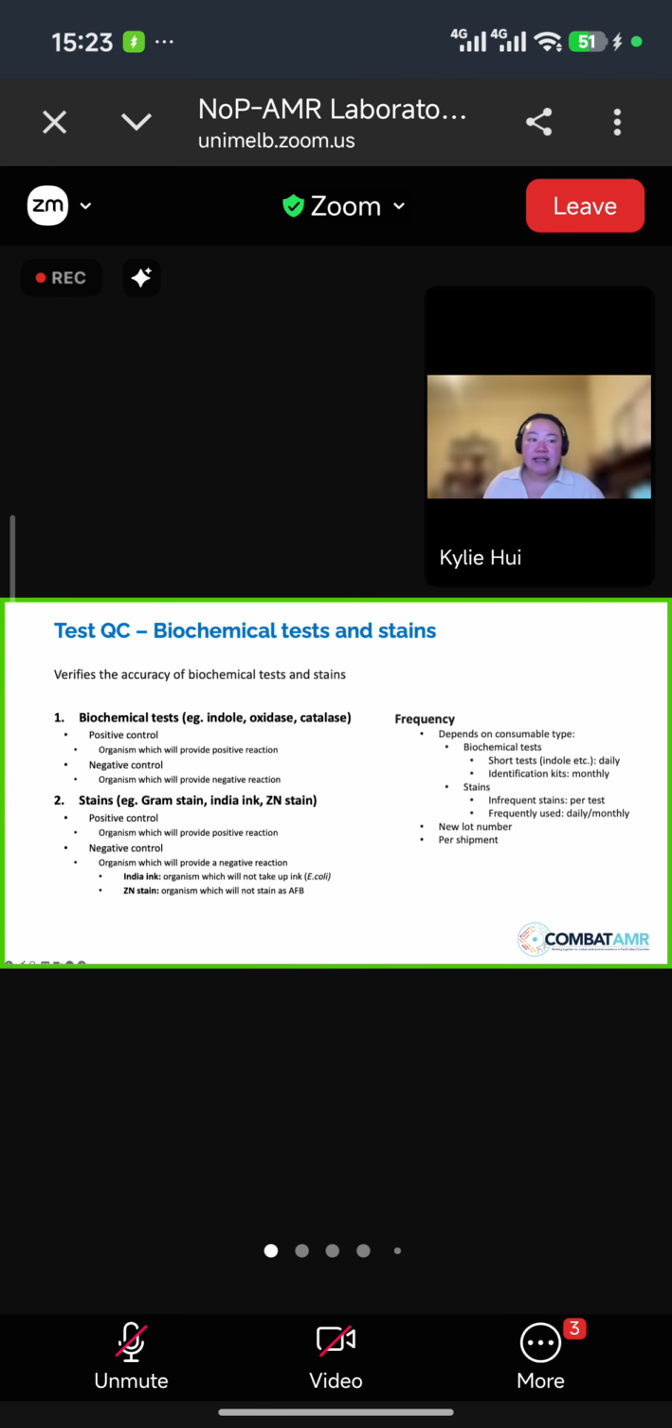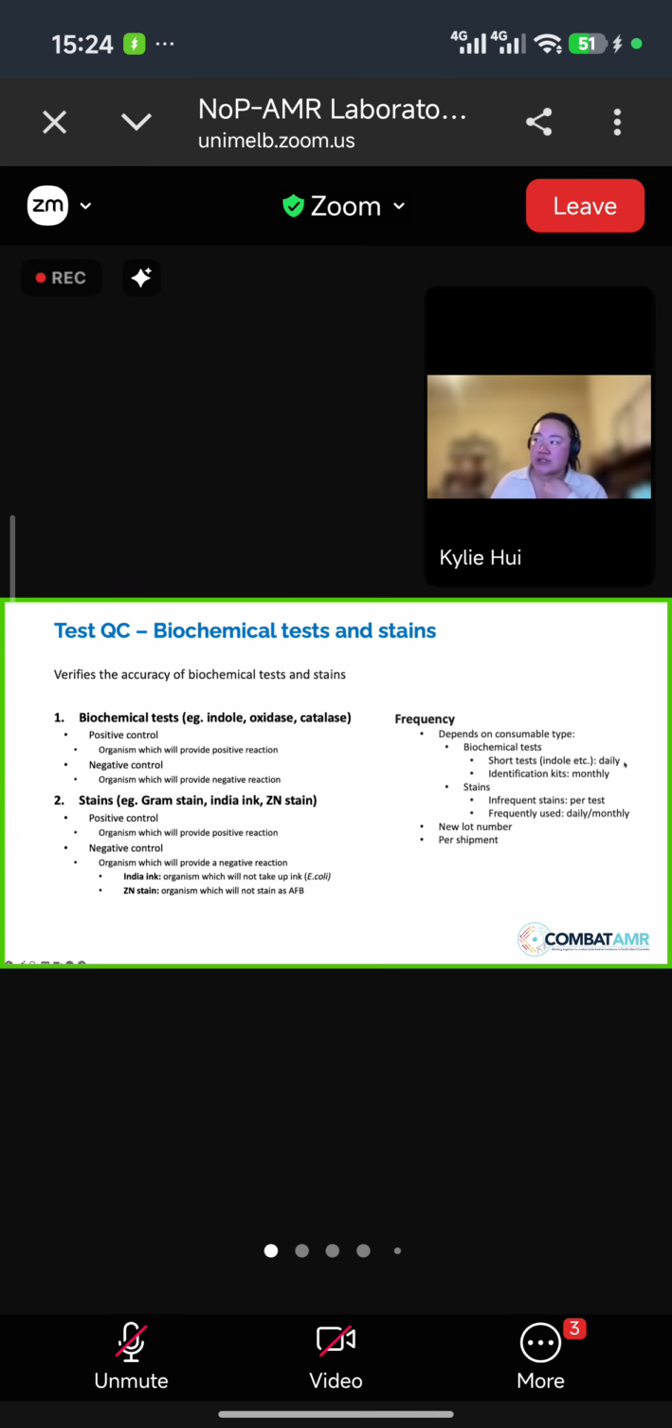So the frequency, again, it depends on the consumable type. So whether it's a biochemical test, you can do it daily, particularly if you make it up. So for example, in the lab that I work in, our oxidase is a powder form. So every day we will have to make up fresh oxidase. So the oxidase is just the powder mixed in with some sterile water, but this is done every day. So our QC for oxidase is performed every day. So it really depends on what type of biochemical tests that you have and how they come about.